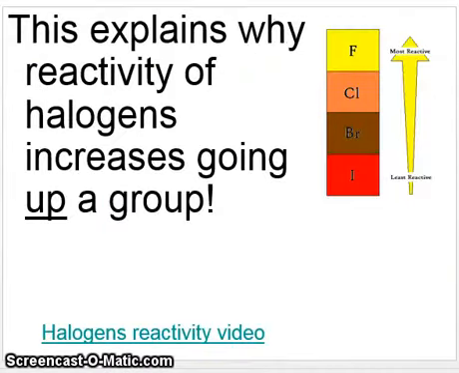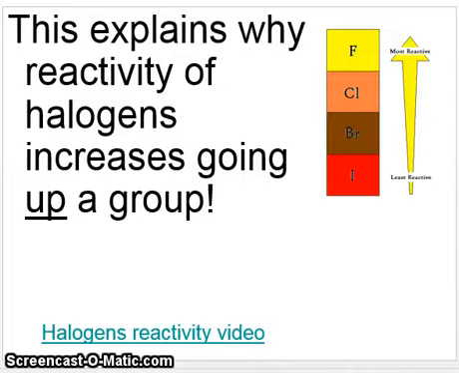And this also explains the reactivity of the halogens. If you take a look at these 4 elements, fluorine is the most reactive element, the most dangerous element, one of the most dangerous elements of all, actually. And because they desire electrons more and more as you go up a group, this is why they become more and more reactive as you go up a group.